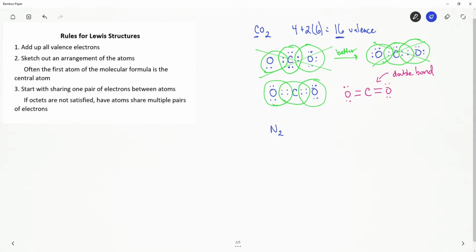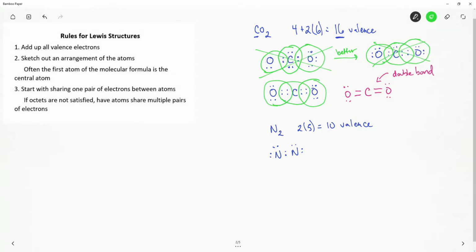That is N2. Nitrogen has 5 valence electrons, so I have a total of 10 valence electrons. So this one's kind of easy. There really is no central atom since it's just 2 atoms bonded together. Okay, so let's make them share. So we have 2, 3, 4, 5, 6, 7, 8, 9, 10.